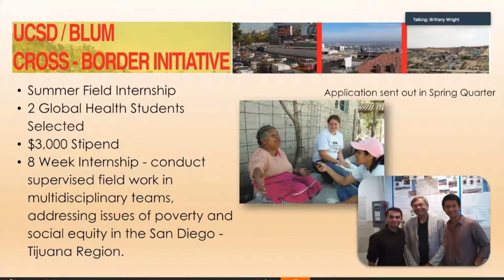There's something that gets sent out about the Blum Cross-Border Initiative opportunity in spring quarter, and this is actually a paid internship. You get $3,000, and they select 2 global health students each year. It's an 8-week internship, and you will conduct field work in teams and address issues such as poverty and social equity in San Diego and Tijuana at the border region there. And you'll get to specialize more in what type of topics you're going to pursue.